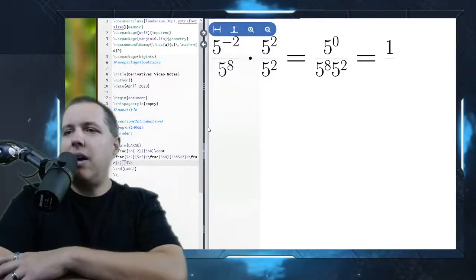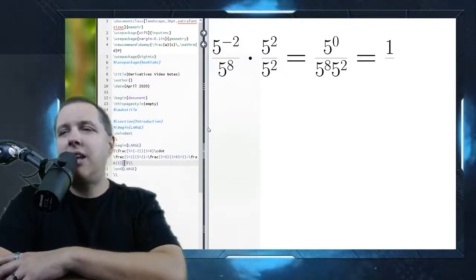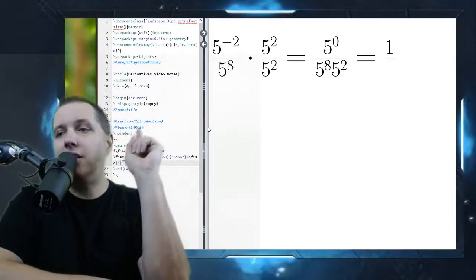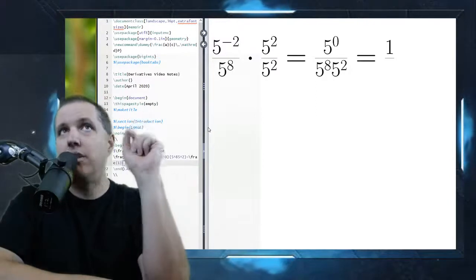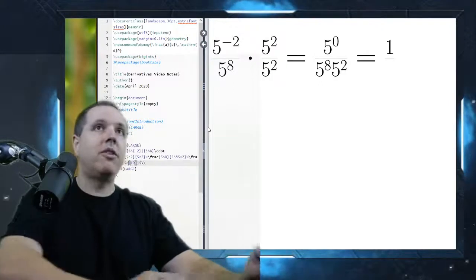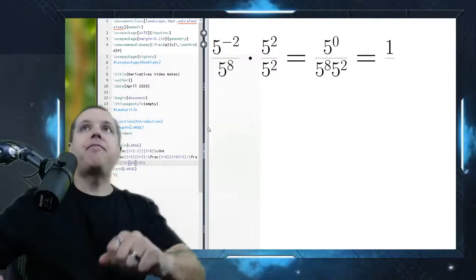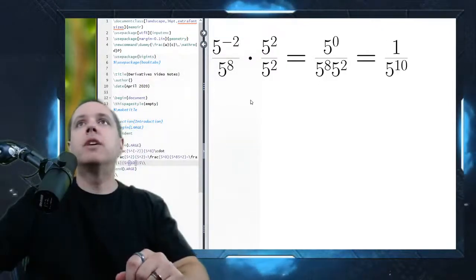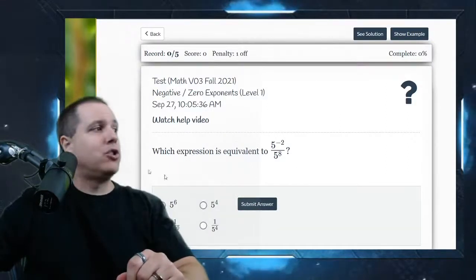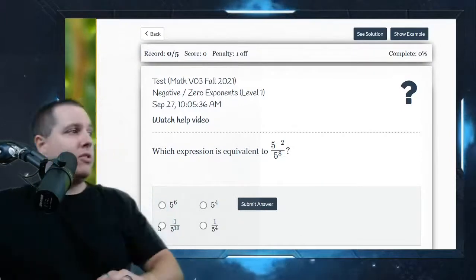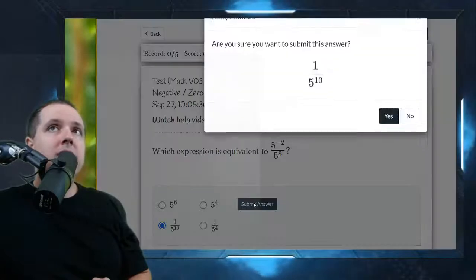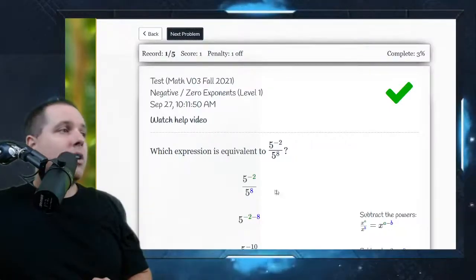Now let's think about the bottom. What's 5 to the 8th times 5 squared? Which rule am I supposed to use? That is my addition rule, where I add the exponents. So that should give me 5 to the 10th. And let me remember how they want this. Oh, right, they have us choose. So I'm going to choose 1 over 5 to the 10th. Submit answer. There we go.